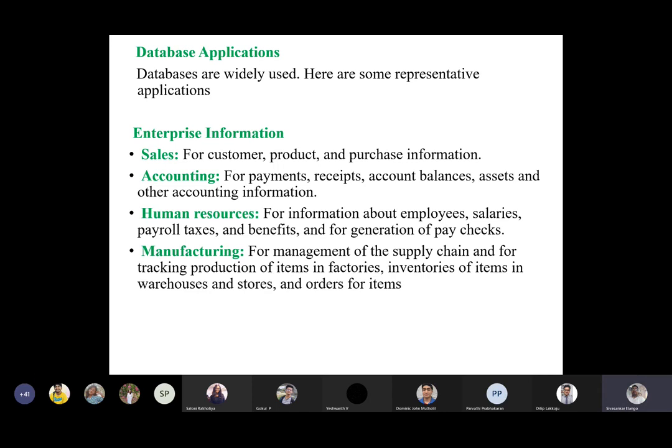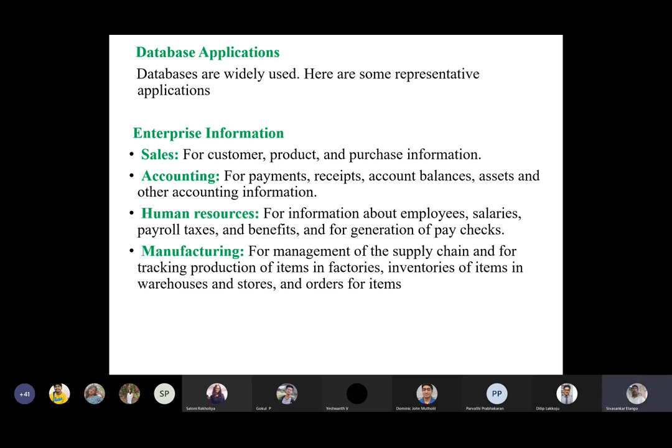So you would have seen a database being used for generating receipts, payments, managing the assets and liabilities, account balances, and so on. We also have databases for storing the human resources details. We'll store the profile of the different employees working in an organization, their payroll details, tax details, benefits. Again, this can be stored using a database.